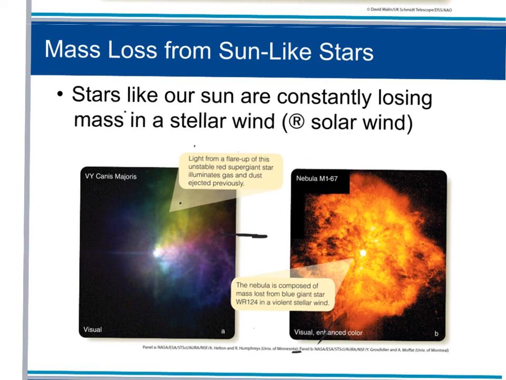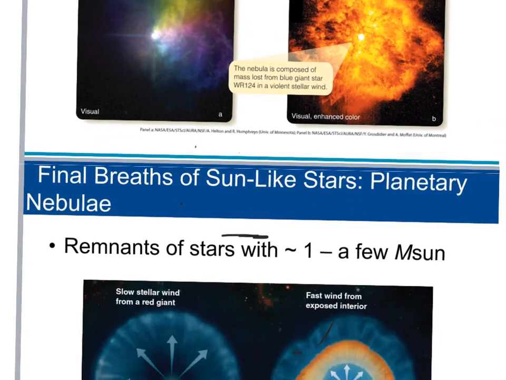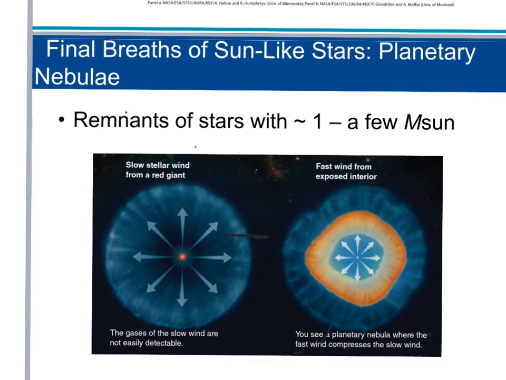Here we see a slow stellar wind from a red giant, and the gases of the slow wind are not really easily detected. Then a faster wind illuminates gas and dust that were previously lost. Over here in this second picture, we see the nebula is composed of mass lost from a blue giant star. So the process that produces planetary nebulae involves two different stellar winds. A slow wind from a red giant blows away the cool outer layers of the star, and then the fast wind from the hot inner layer overtakes the slow wind and excites it.